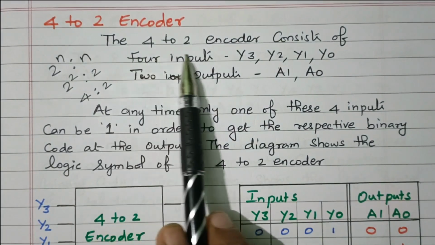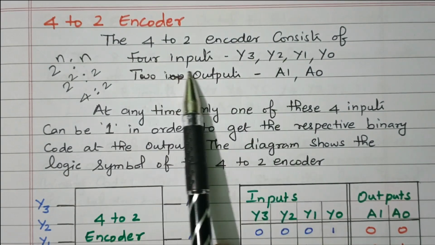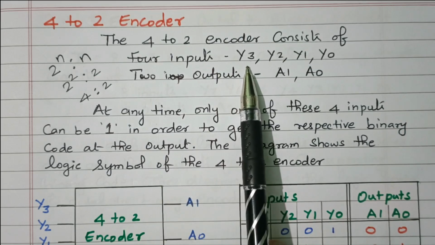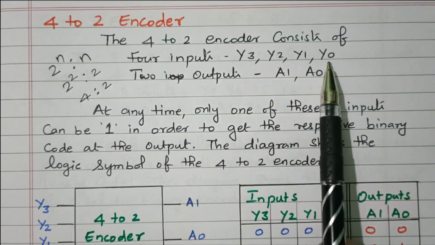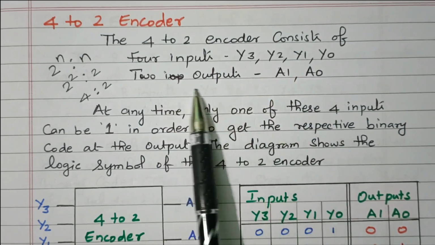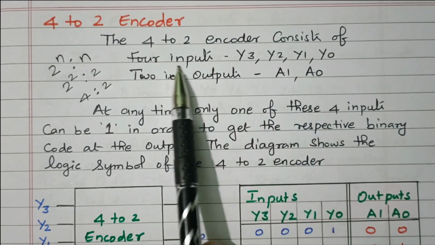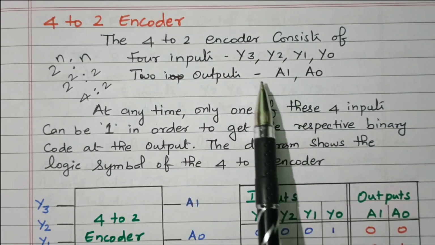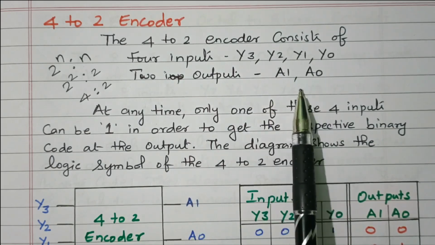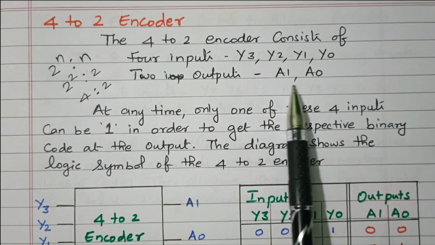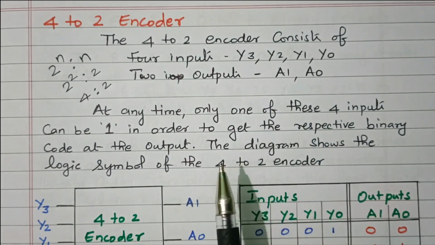So this 4 to 2 encoder consists of 4 inputs. Let us consider the 4 inputs y3, y2, y1 and y0. The 2 outputs are a1 and a0. So from the values of these 4 inputs, these 2 outputs are produced. Now we'll see how these 2 outputs are produced from the 4 inputs.